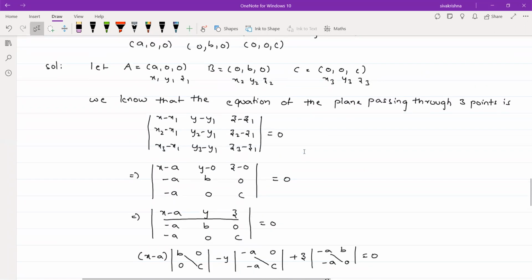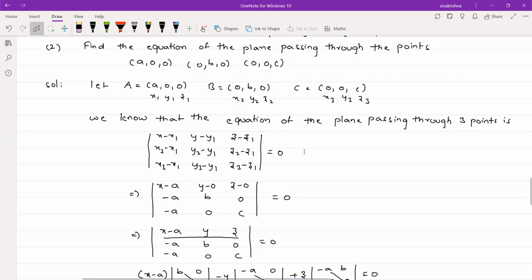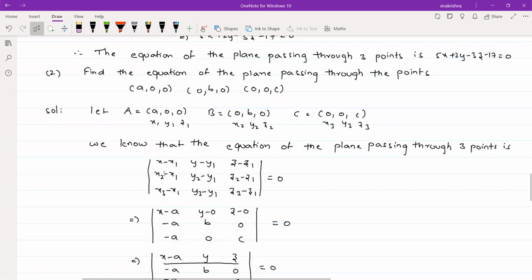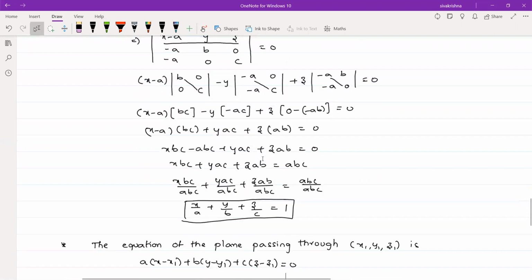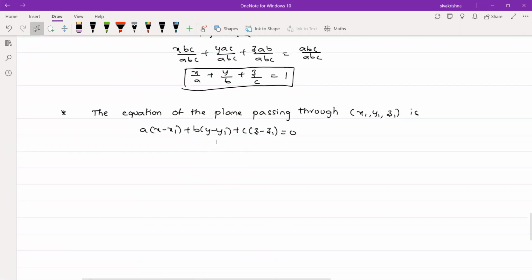We can calculate the equation of the plane passing through 3 points by using the determinant formula. This is the formula we used to find the equation of the plane passing through 3 points in our previous class. Today we are going to find it by using this particular formula, so that you can use either of these two formulas. So, coming to the problem, I am writing the problem.